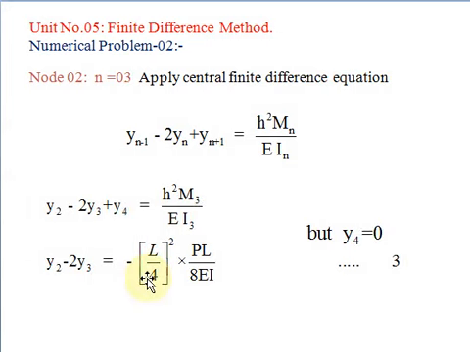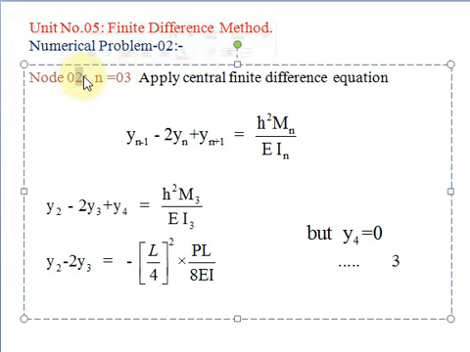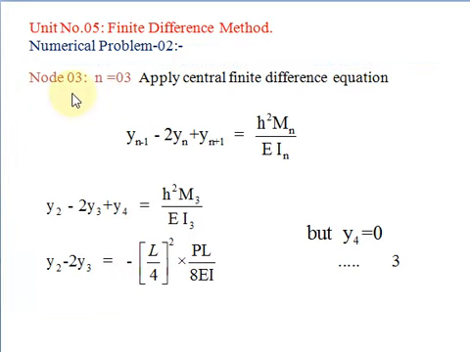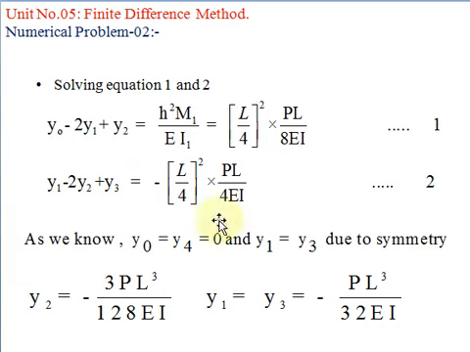Now these are the 2 equations. Sorry, we have applied for node number 3. Here it should be 3. Okay, so node number 3, so n is equal to 3. Apply the central difference equation. We will get this equation: y2 minus 2y3 equal to this value. But there is no need to apply for node number 3, because whatever the value we are getting at node 1 will be the same as that for node 3.